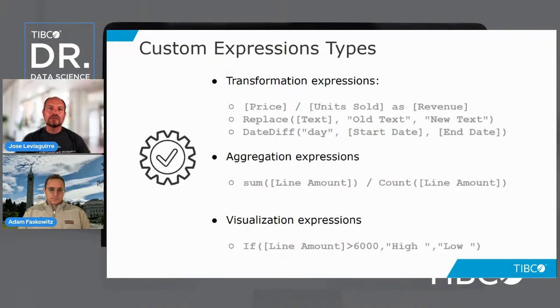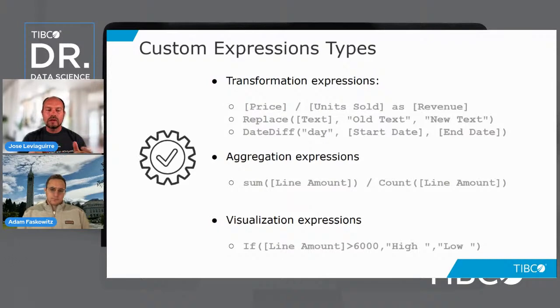Those are transformation expressions. Then you have the aggregation expressions that allow you to summarize data, and then you have also visual expressions. These visual expressions are more used at the visualization level. For example, this one, I can have my color selector change the color by the line amount or sales or some value.